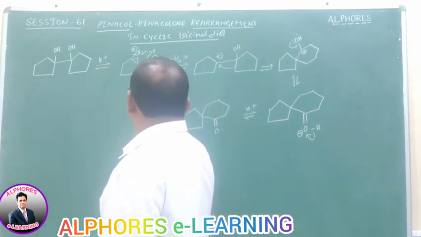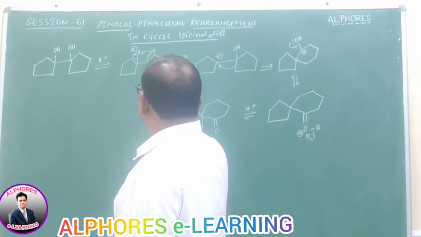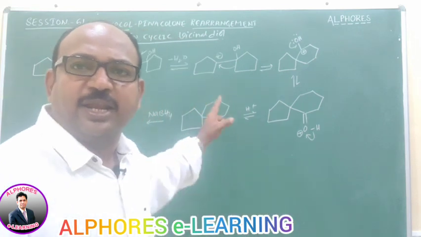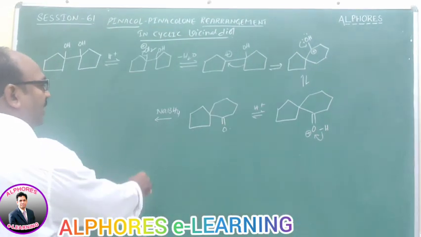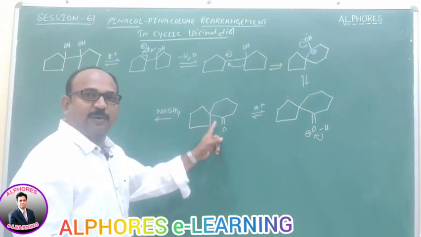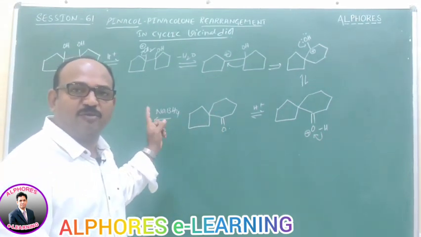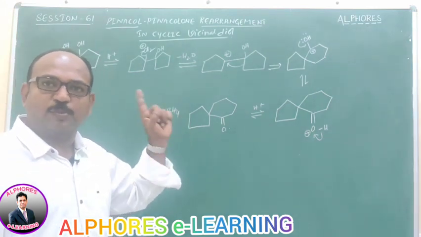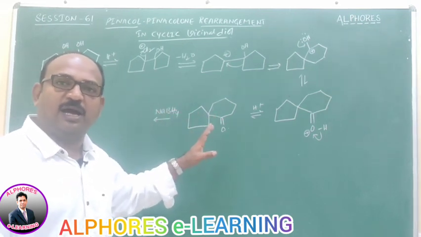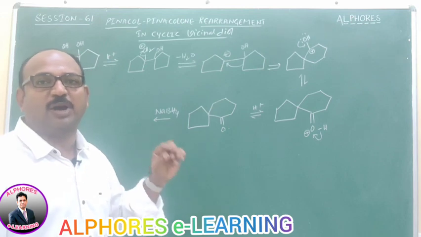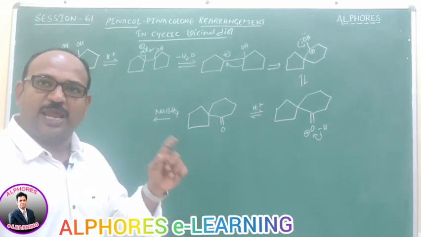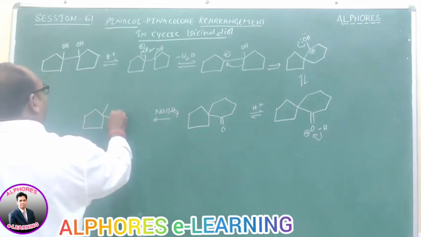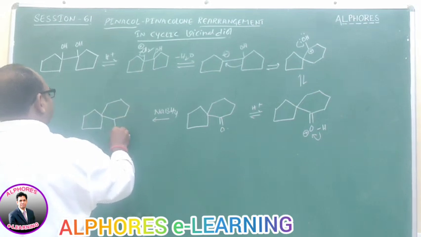But what happens further upon reaction with NaBH4, sodium borohydride? Sodium borohydride is a mild reducing agent. It can reduce carbonyl compounds into alcohols: aldehydes into primary alcohols, ketones into secondary alcohols. But sodium borohydride cannot reduce carboxylic acids and their derivatives, except acid chlorides. So the C double bond O group converts into an OH group product.